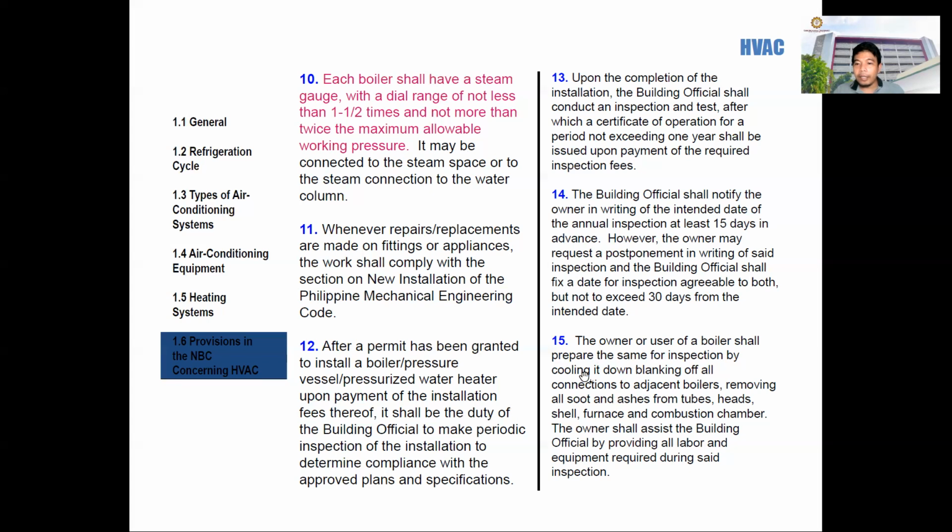And then number 15, the owner or user of the boiler shall prepare the same for inspection by cooling it down, blanking all connections to adjacent boilers, and removing all soot and ashes from tubes, heads and combustion chamber. So the owner shall assist the building official by providing all labor and equipment required during the said inspection.